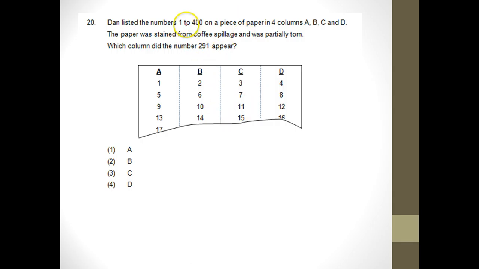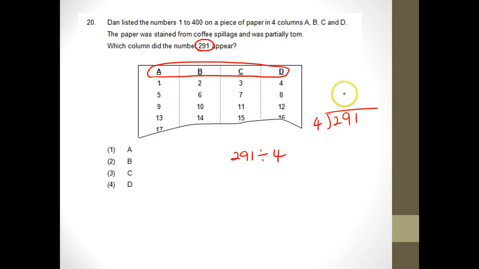Question 20. Ben listed the numbers 1 to 400 on a piece of paper in 4 columns A, B, C, and D. The paper was stained from coffee and it was partially torn. Which column did the number 291 appear in? So I know it is written A, B, C, D, then 1, 2, 3, 4, 5, 6, 7, 8, 9, 10, 11, 12. There are 4 groups here: 1, 2, 3, 4.